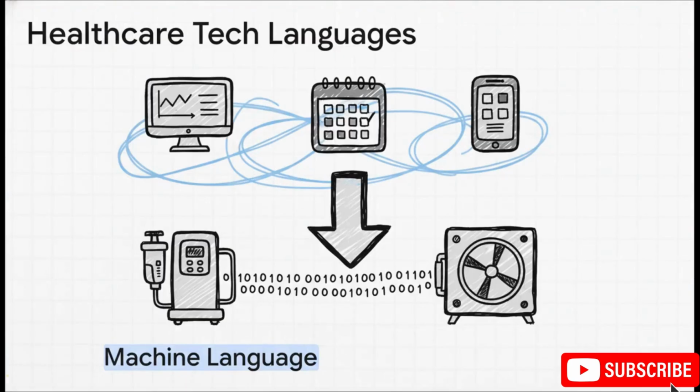And you see this every single day. That lowest level, machine language, that's what's running the guts of the hardware, things like infusion pumps and ventilators. But the big, complex applications, your EHR, the scheduling software, that new mobile health app you're using, all of those are built using those much easier, high-level languages.